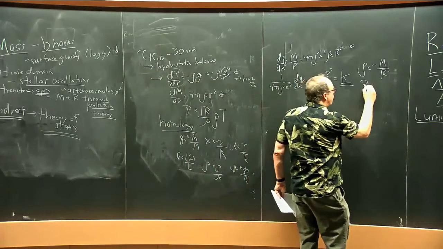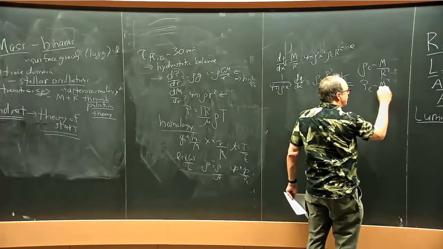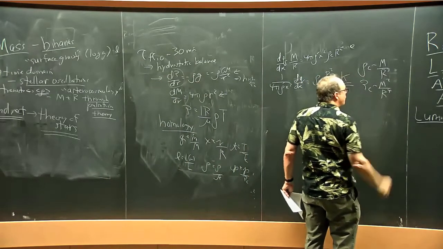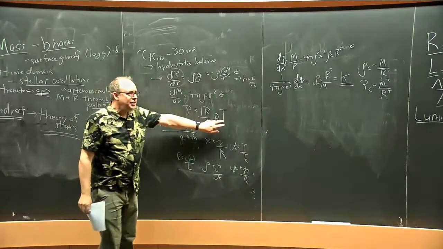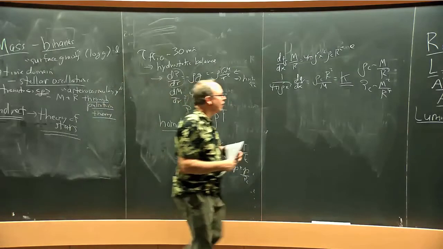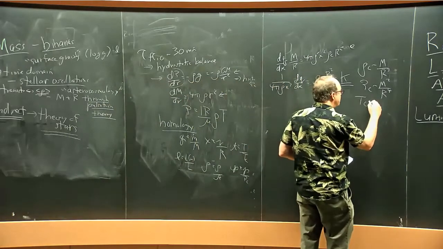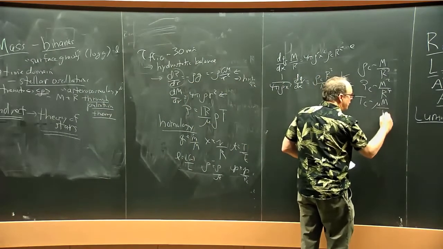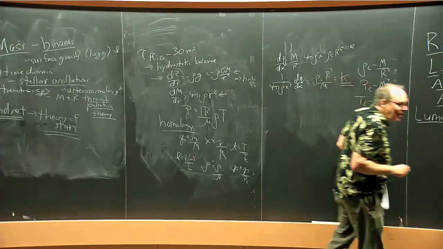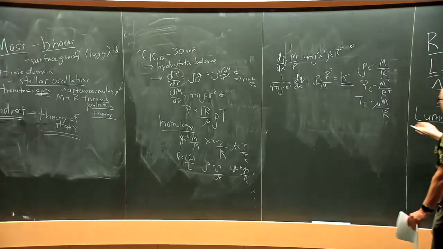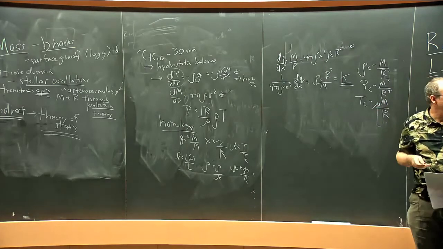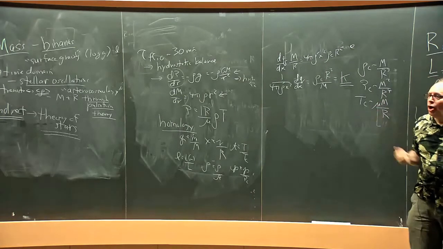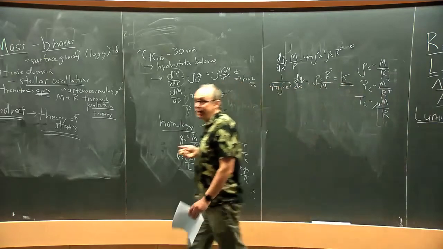And you can do the same thing with the pressure equation in order to show that the central pressure ought to scale as M squared over R to the fourth. I then have the ideal gas law that relates these two terms, and this therefore leaves me with the central temperature scaling as the mean molecular weight times the mass divided by the radius. And the mean molecular weight is just, for a fully ionized gas, the average mass of a particle in AMU, right? So that would be 1/2 for hydrogen and 4/3 for helium.